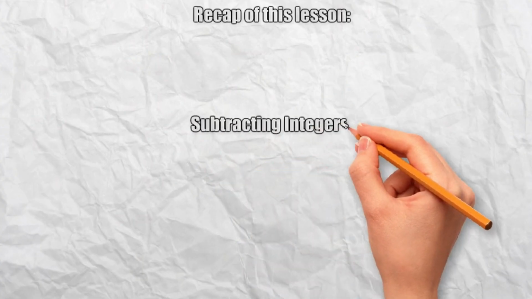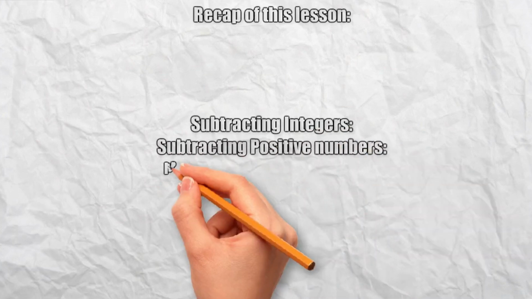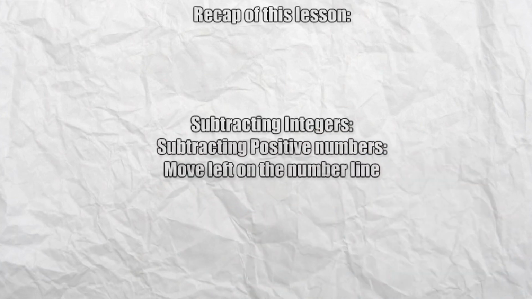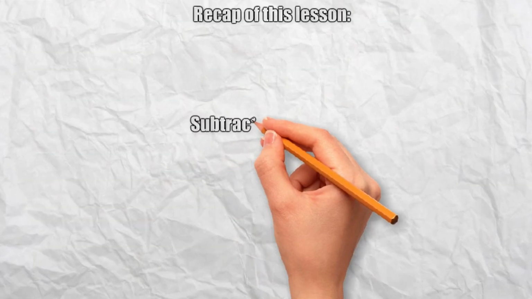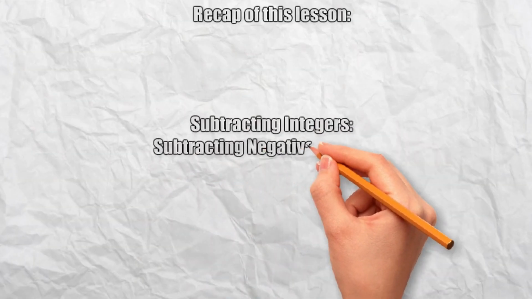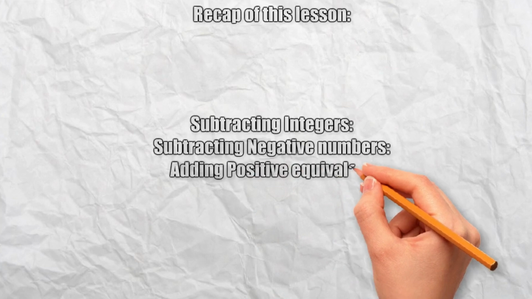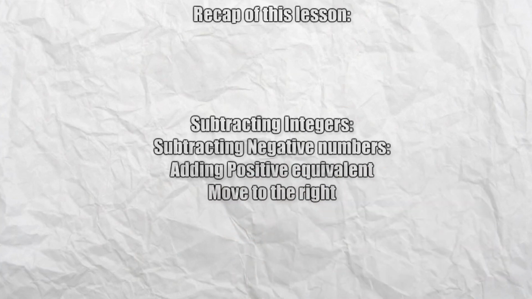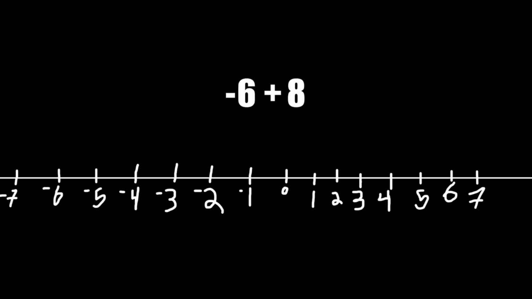And when you are subtracting positive numbers, you move left on the number line. Or when you're subtracting negative numbers, it's like adding the positive equivalent, so you move to the right. Now it's your guys' turn. Pause the video, and once you're finished, then unpause the video and check if you're correct.